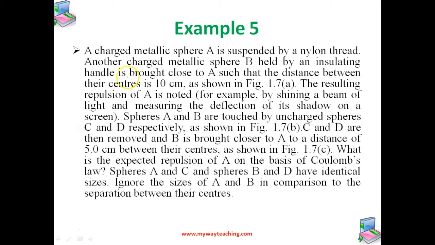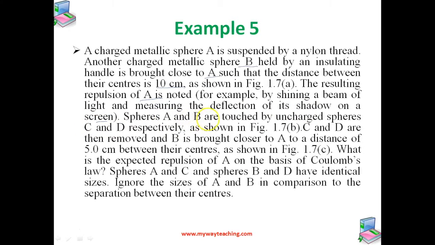In this part, let us see one more simple example. A charged metallic sphere A is suspended by a nylon thread. Another charged metallic sphere B, held by an insulating handle, is brought close to A, such that the distance between their centers is 10 centimeter. You can see in the coming figure. The resulting repulsion of A is noted, for example, by shining a beam of light and measuring the deflection of its shadow on a screen.